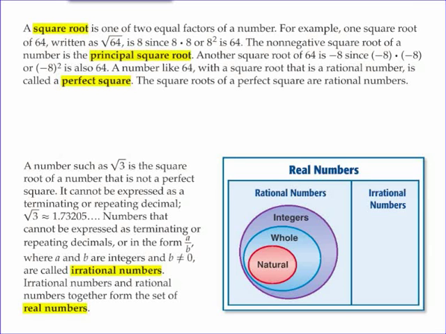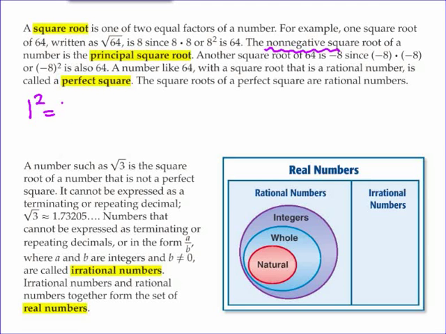A square root, remember, is one of 2 equal factors of a number. For example, the square root of 64 is written as 8. Okay, the non-negative square root is called the principal square root. And a number like 64 with a square root that is a rational number is called a perfect square. So let's talk about perfect squares.